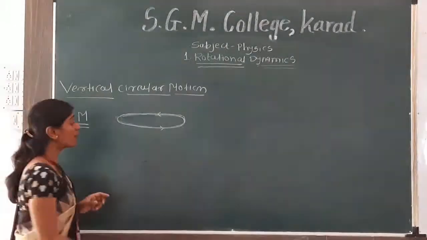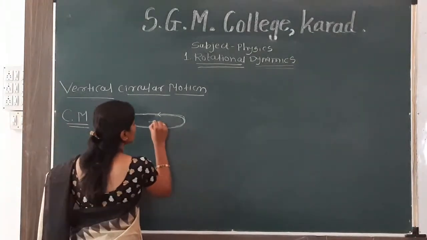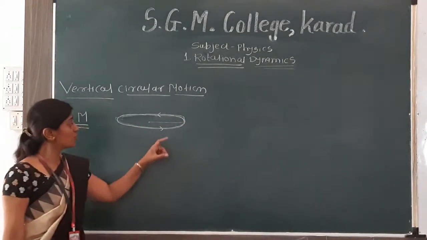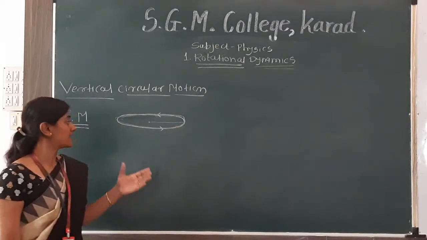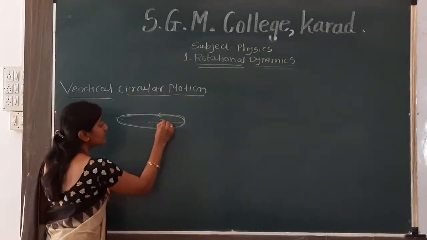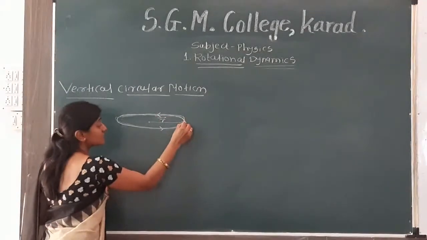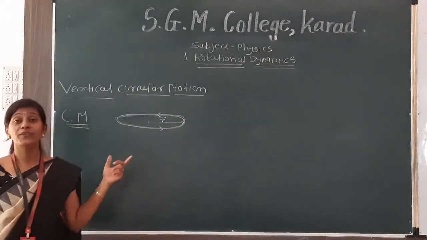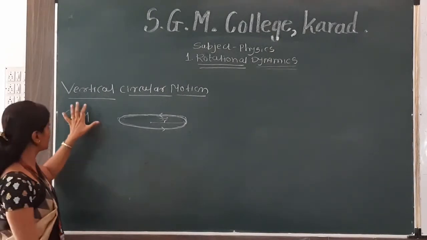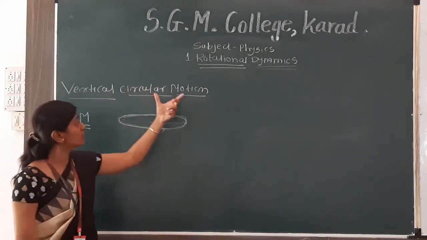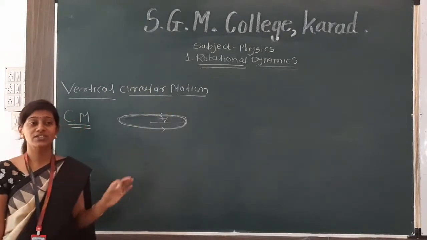In that, the very important thing is that the circle has a fixed radius. The motion of a particle along the circumference of a circle is called circular motion. Here, r is the radius vector. That radius vector is directed away from the center of the circle. Already we learned that circular motion, but since we are going to see vertical circular motion, I want to revise it.